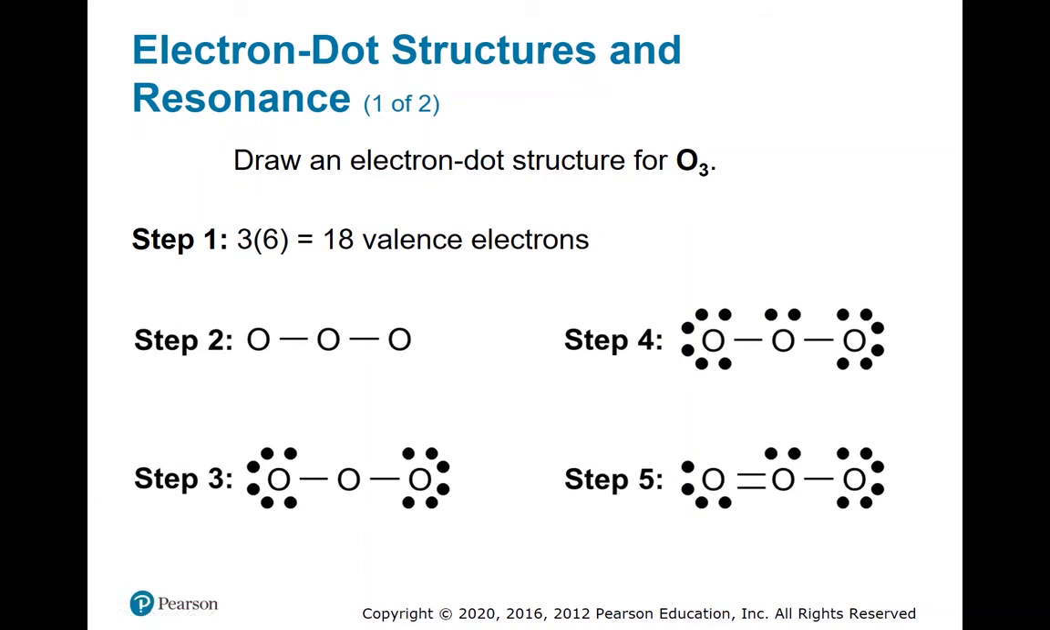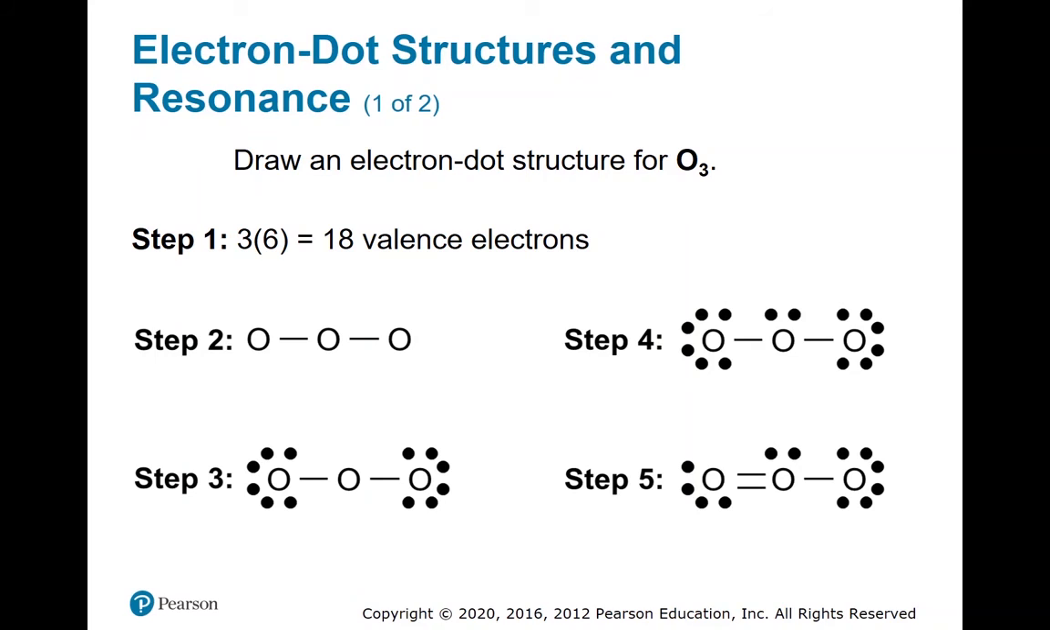take a lone pair from an outside atom and use it to form a bond instead of a lone pair. So what we can do is, you can see we have oxygen both on the left and on the right that have some lone pairs. We could use one of those to form a double bond.